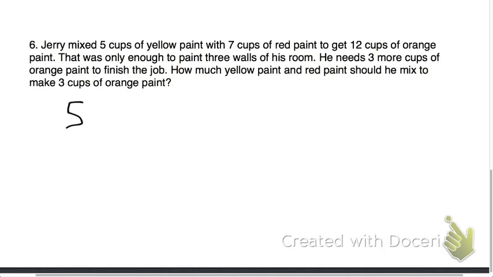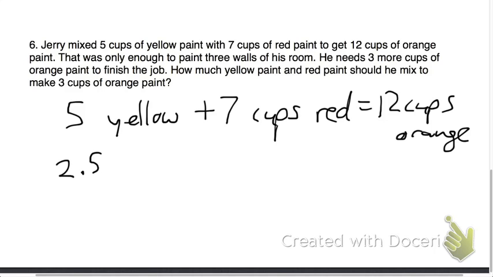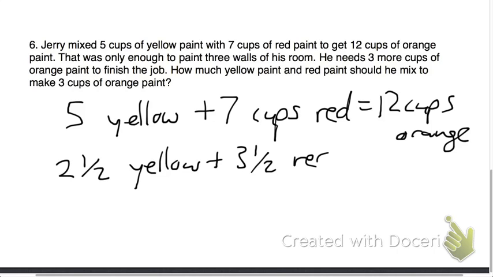Well, if 5 cups of yellow plus 7 cups red equals 12 cups orange, then if you just halved all of those, then you would get the recipe for making, oops, going to use fractions, those are easier. You would get the recipe for making 6 cups, 2.5 yellow plus 3.5 red equals 6 orange.